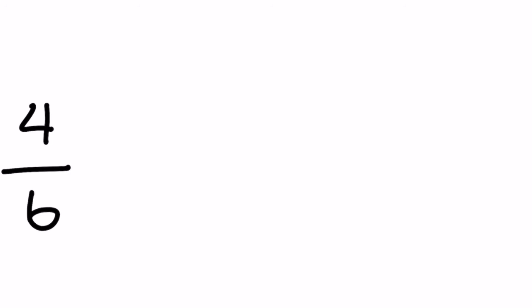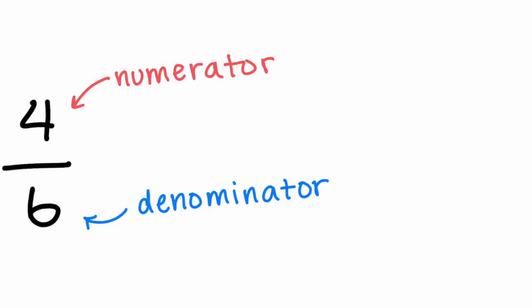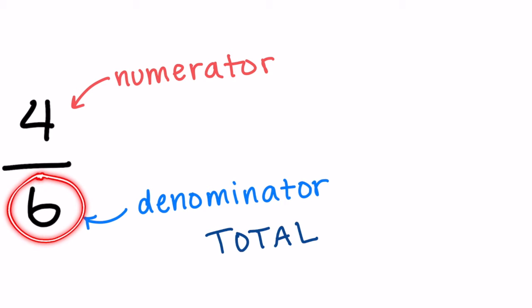Every fraction has 2 parts, a numerator and a denominator. Let's start with the denominator. That is the total amount of pieces that you have. In our case, we had 6 total slices of cake, so that's our denominator. The denominator always goes on the bottom because we're talking about how much we have out of a total.